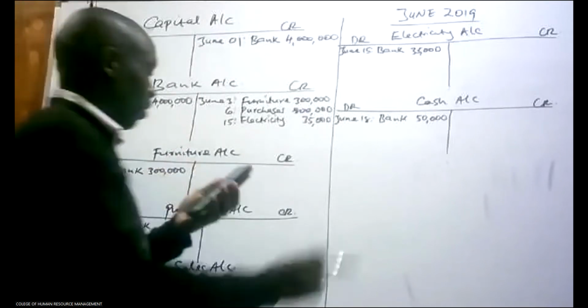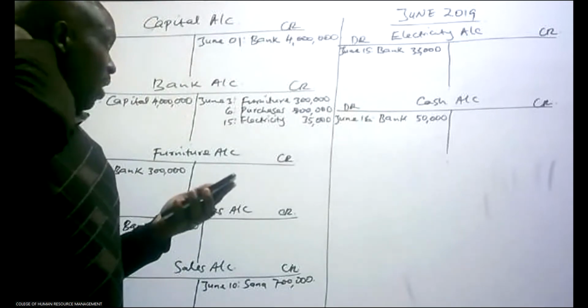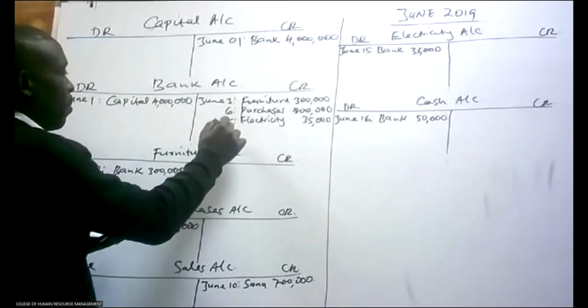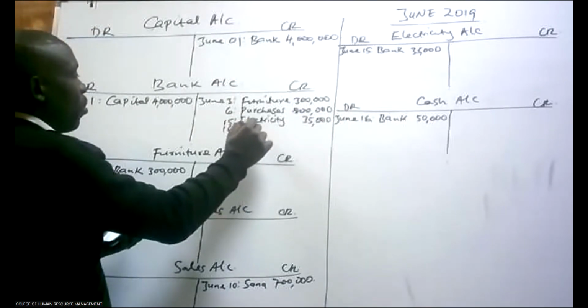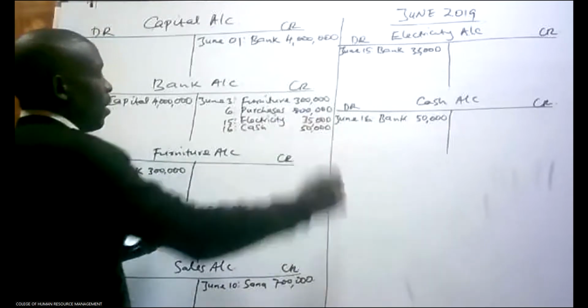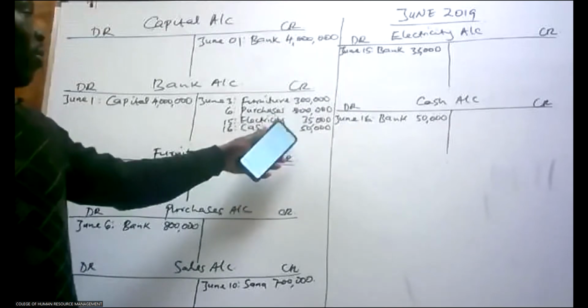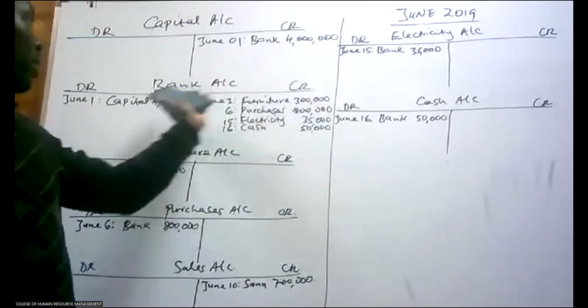I'm saying yes, it's 50,000, but it's on 16th. Okay, thank you. And then the same thing now, you come here and you say where the money is going. It's going to cash, 50,000. So when money is moving out of bank or when it is coming in, you debit.